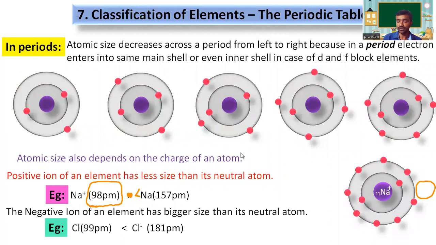So 17 protons, and the electrons become 18, which is greater. When the electron charge cloud becomes greater than the nuclear charge, automatically what happens? Size increases. So here, which has the greater size, the atom or the ion? Here, the atom has a smaller size, right? The ion has a greater size. So look, when a positive ion is formed, its size decreases. When a negative ion is formed, the size increases. You need to understand this.